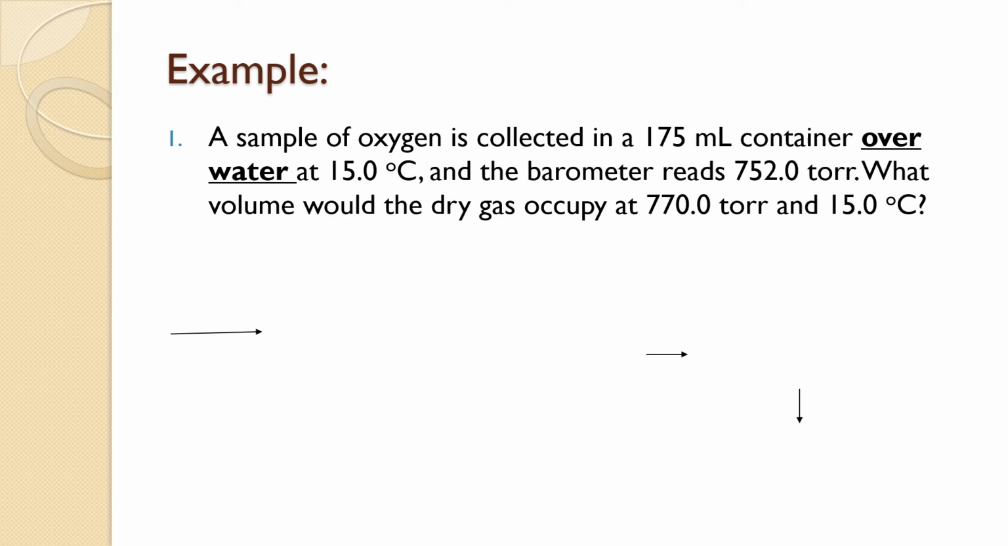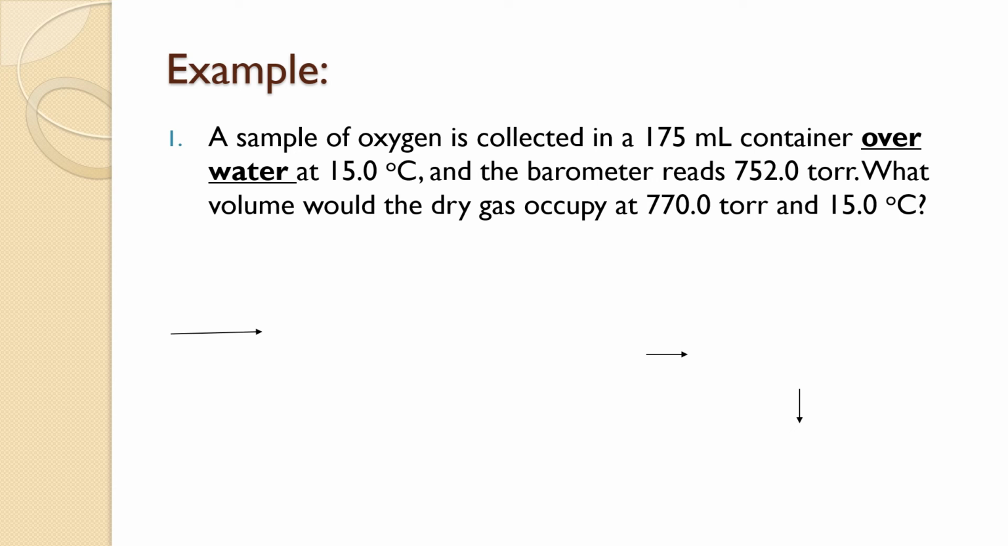For example, a sample of oxygen is collected in a 175 milliliter container over water at 15 degrees Celsius, and the barometer reads 752.0 torr. What volume would the dry gas occupy at 770 torr and 15 degrees Celsius?